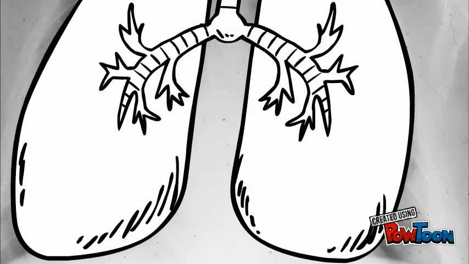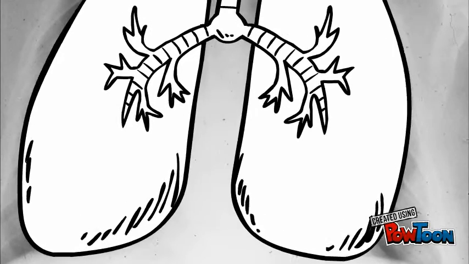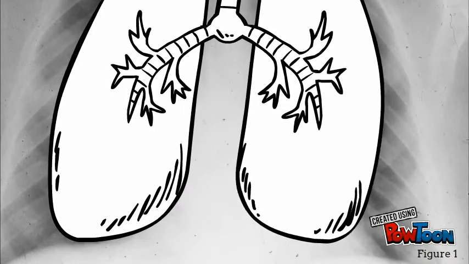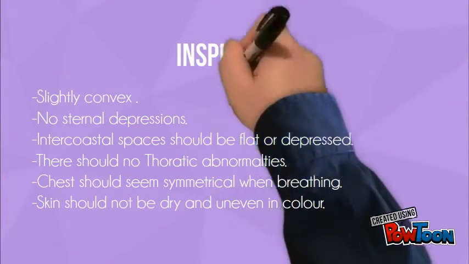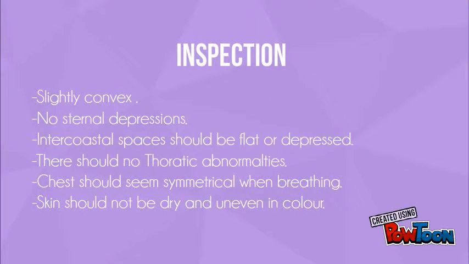Assessment of the respiratory system. Inspection. The chest should appear slightly convex, with no sternal depressions. Intercostal spaces should be flat or depressed, there should be no thoracic abnormalities, the chest should be symmetrical when breathing, and the skin should not be dry or uneven in colour.